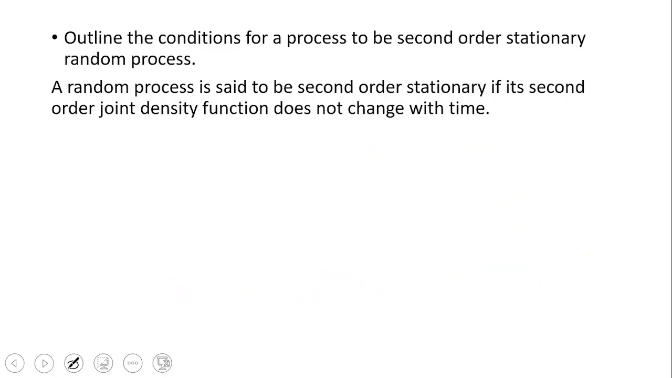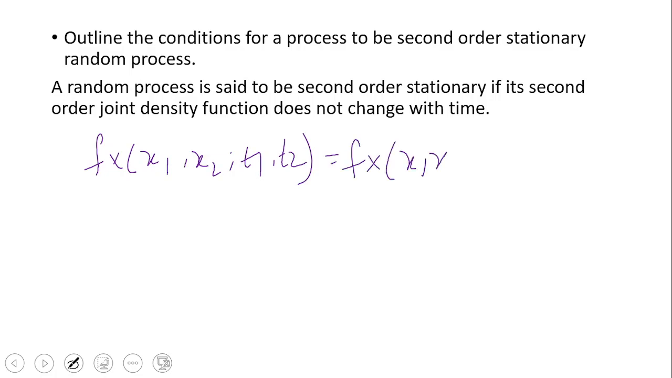Outline the conditions for a process to be a second order stationary random process. A random process is second order stationary if its second order density function does not change with time. The second order density function f_X(x1, x2; t1, t2) equals f_X(x1, x2; t1 plus delta t, t2 plus delta t) for all values of t1 and t2.